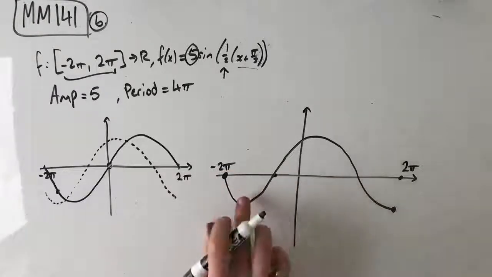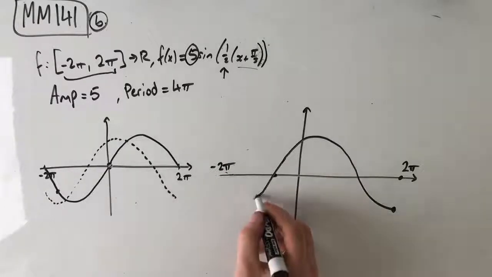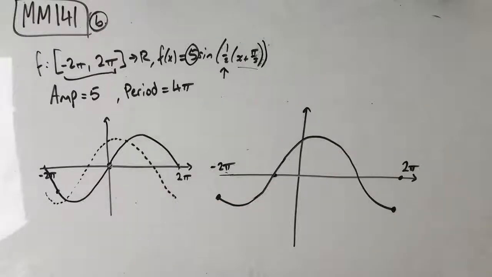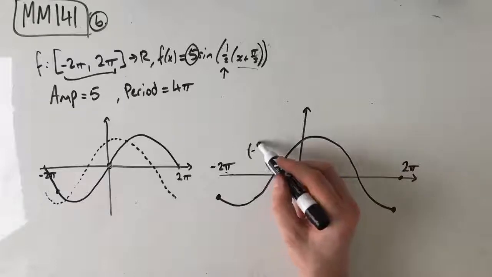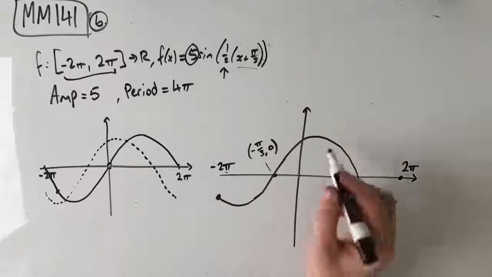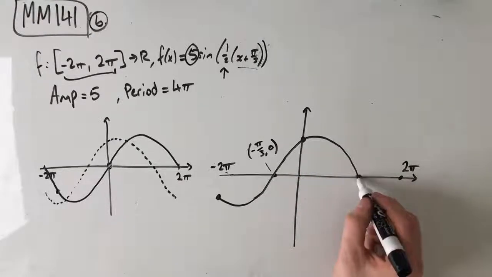Oh, sorry, not like that. It's going to be something like that. And this is going to be our endpoint. Awesome. So we automatically know that this is going to be negative pi on 3 and 0, because we've moved it from 0, pi on 3 to the left. We also need to label this, this, and this as well.